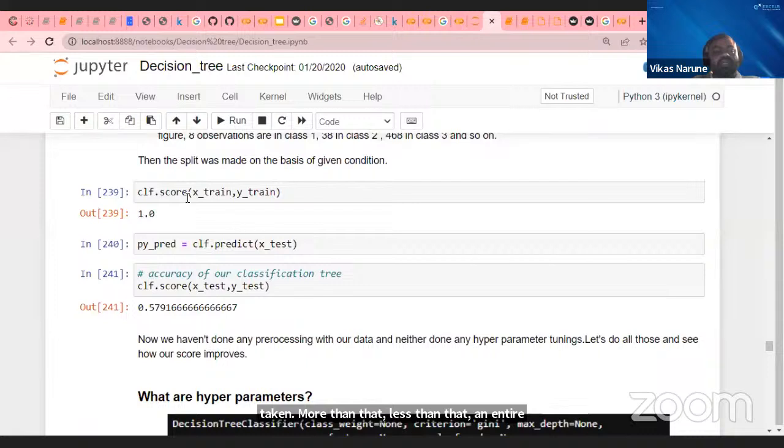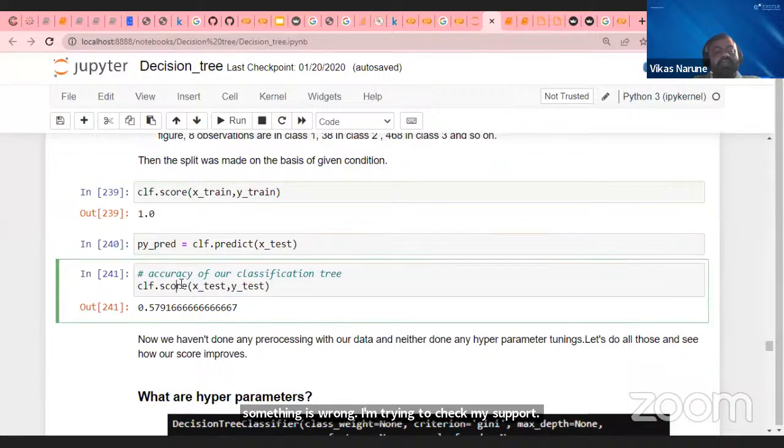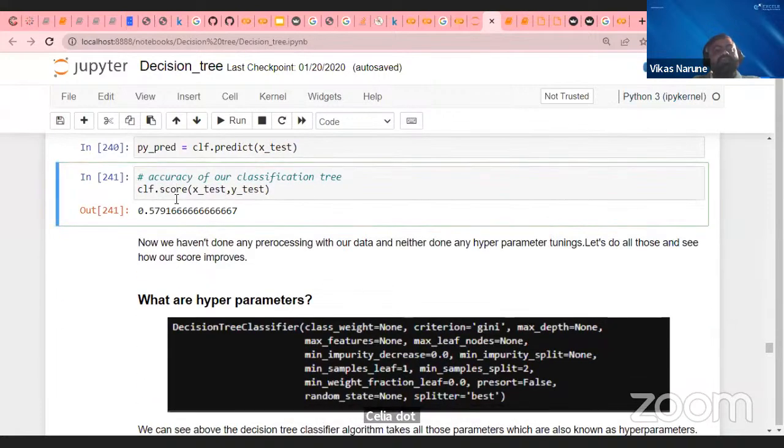And once we fit the tree, guys, then I am trying to check my score. clf.score. You can see 100%, one. So that means something is wrong. My decision tree is going very high. So I can do a prediction also, and I can try to check the scores, guys. You can check here, it is giving a test score of 57.